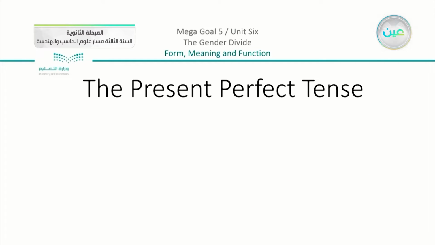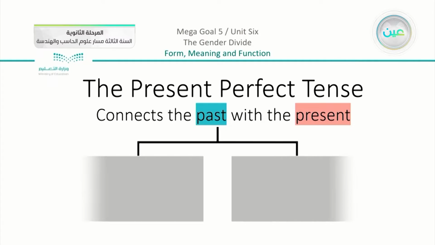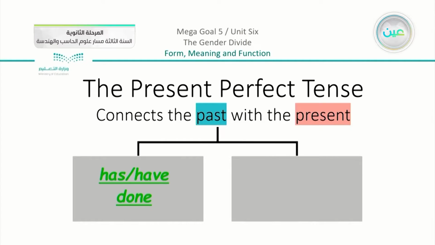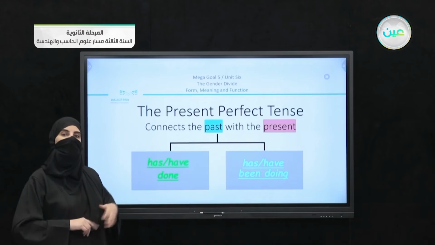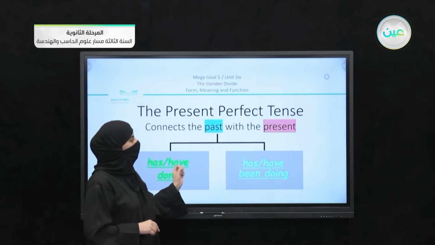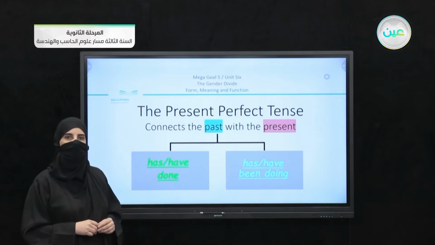Now, as we said, we are going to discuss the present perfect tense, which connects the past with the present. And we're going to revise how this is formed. Now we have here the two types of the present perfect tense. We are going to use either has and have with the past participle, done, or we can use has and have with been plus the verb ing, as we have here in doing.